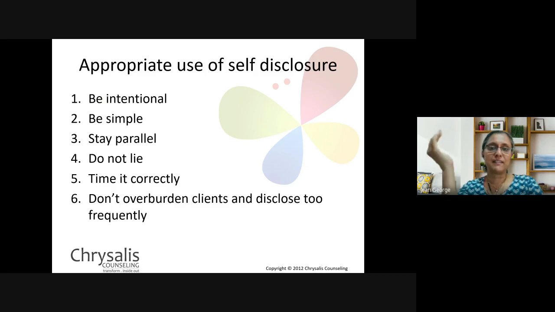You need to stay parallel, that is, only to the issue that is relevant to your counseling. You do not lie. You shouldn't be fabricating stories. You should time it correctly and not overburden them and disclose too frequently. It's not something that you would do very regularly, but it is done sometimes to build a good rapport, and you need to have a good rapport before you disclose anything, right? If it is done too early, it may almost seem that you are unburdening yourself on the counselee, okay? And again, talk about issues that are related directly to their situation.